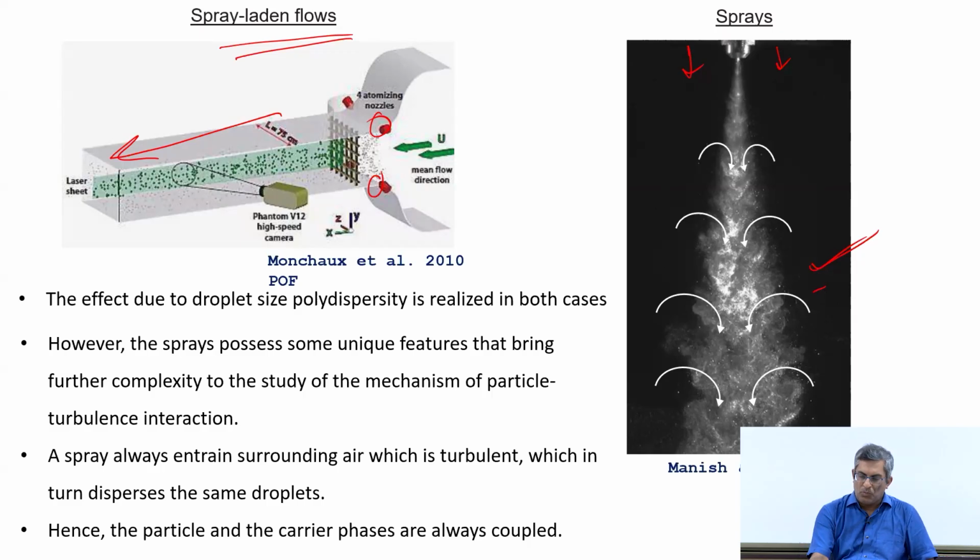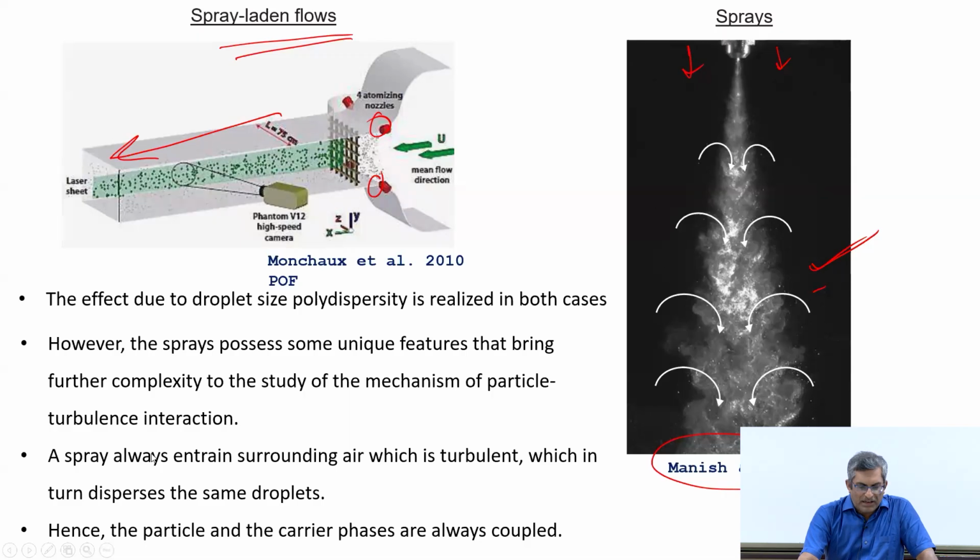Although if you move quite far downstream of the spray where the loading is low, locally you may have one-way coupling. Because far downstream of the spray, the entrainment rate would reduce. So that can be considered as a one-way coupled flow. And this is what makes understanding clustering in sprays more difficult.